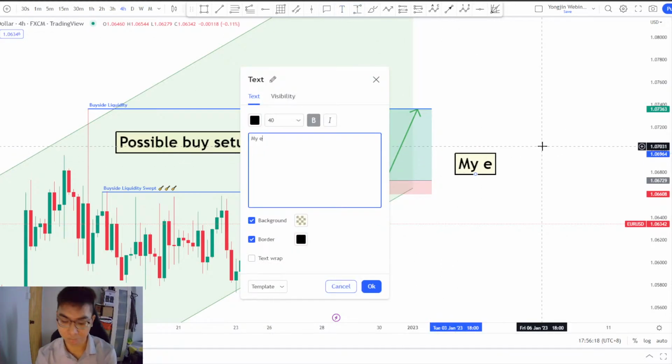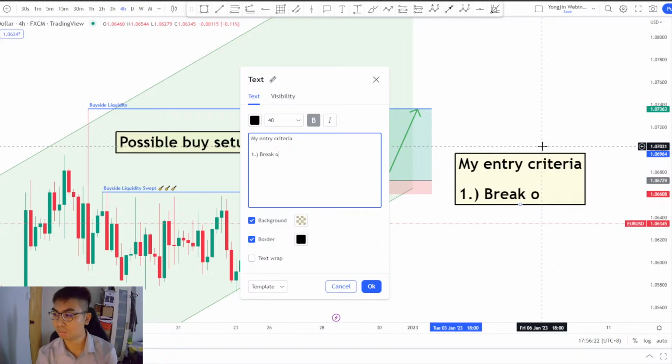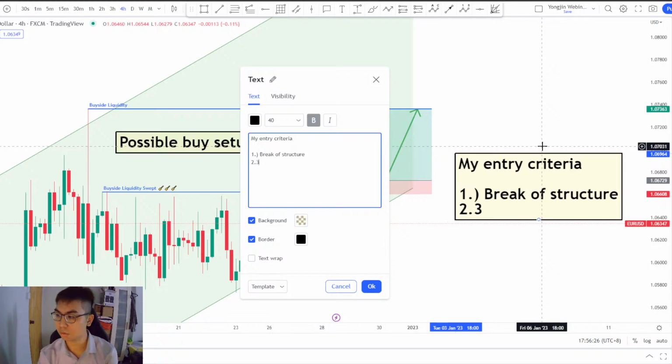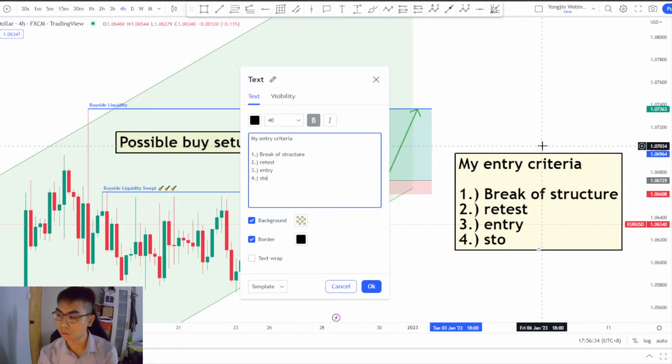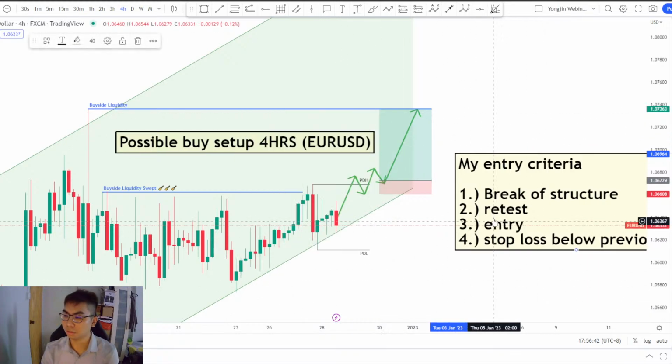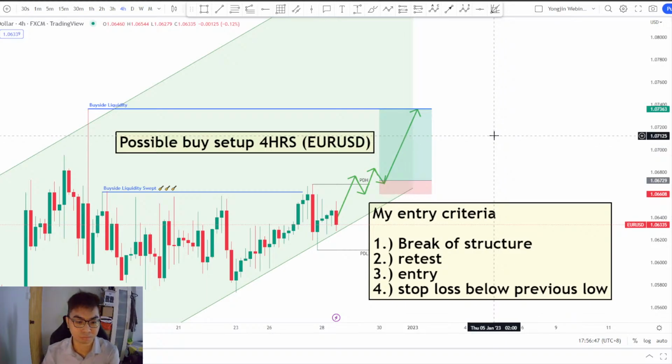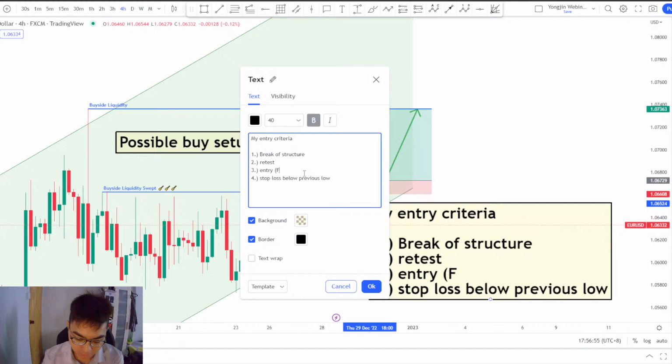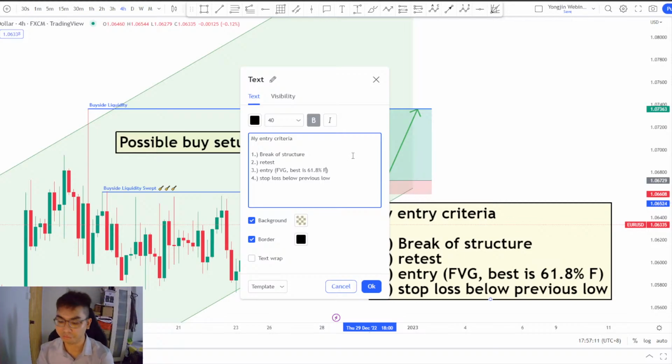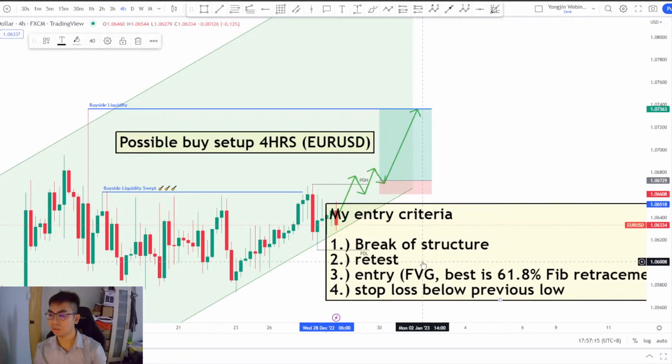So my entry criteria: break of structure, retest, entry. For stop loss, previous... so these are my entry criteria. Yes, definitely. Fair value gap also. FVG. So the entry, okay, I should do this properly. Fair value gap. Yeah, I put FVG. So since you guys already know what I'm talking about, FVG. Okay, fair value gap. Preferred or best is 61.8% peak retracements. But these are my entry criteria.